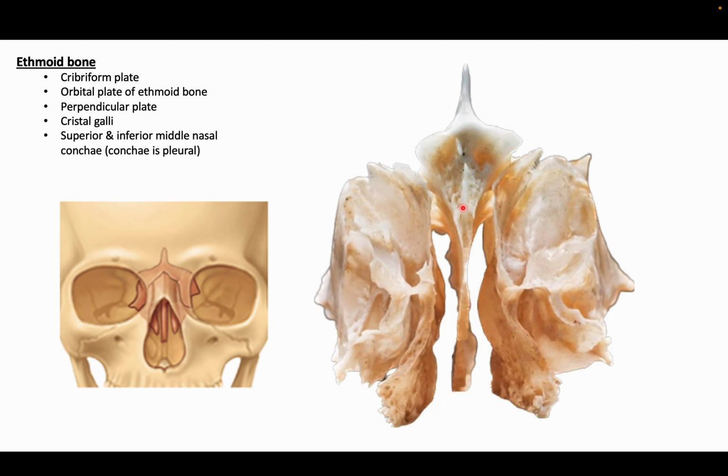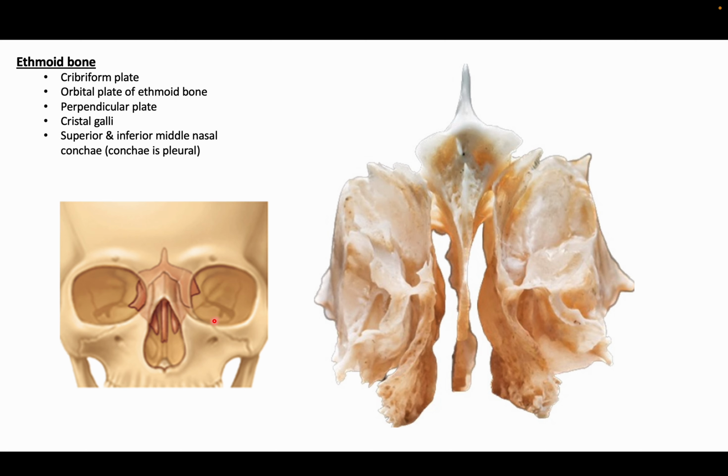Then we have this plate called the cribriform plate. The cribriform plate can better be seen from the superior view, as I'll show you in a couple of minutes, and there are these tiny holes in the cribriform plate where the olfactory nerve travels through. This right here is the orbital plate. If you take a look right here where the ethmoid bone is still intact with the skull, this is the orbital plate of the ethmoid bone.